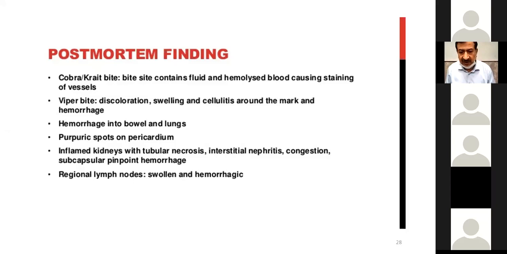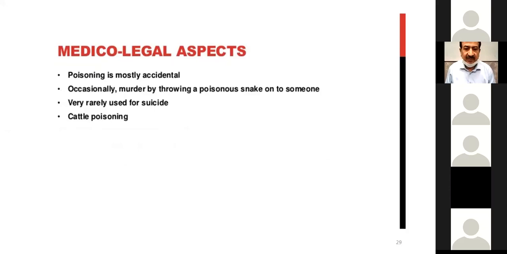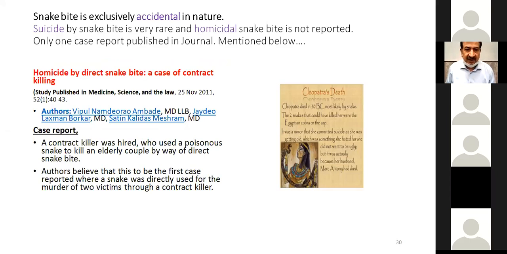Medical legal experts say mostly snake bites are accidental cases, occasionally murder by throwing a poisonous snake at someone, and very rarely used for suicide or cattle poisoning. Snake bite is exclusively accidental in nature. Homicide by direct snake bite, a case published in the Journal of Medicine, Science and Law. This is a case report: a contract killer was hired who used a poisonous snake to kill an elderly couple by way of direct snake bite. Authors believe this to be the first case reported where a snake was hired.